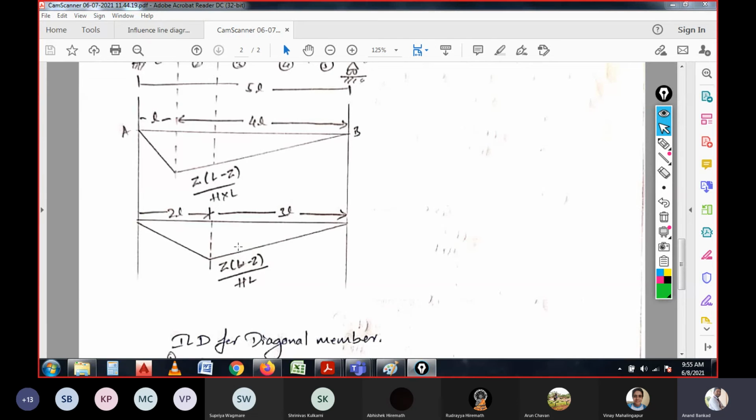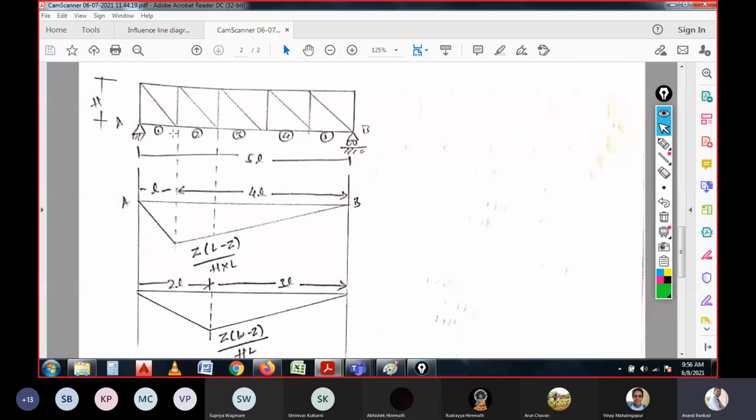But before that, we need to know how exactly the influence line diagram will lie for those types of sections. So for this section, we have z into (L minus z) divided by h into L. Each small section has distance L, and the total will be 5 times L. So the distances are written as z equal to 2L over here, and L minus z equal to 3L.